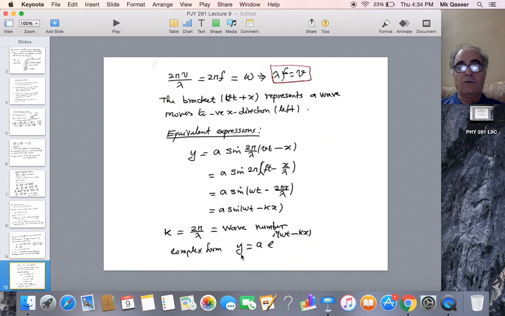In complex form, we can write y as a e to the i omega t minus kx for a wave moving to the right, or positive x-axis, and y equals a e to the i omega t plus kx for a wave moving to the left.